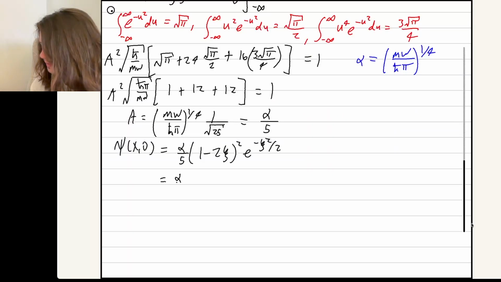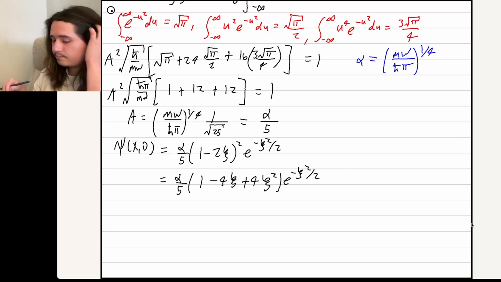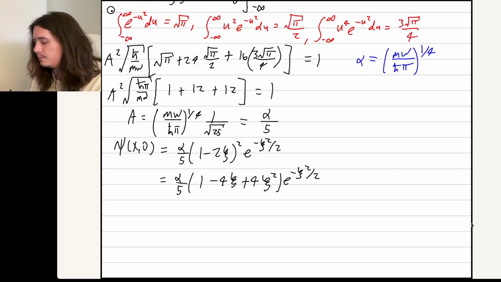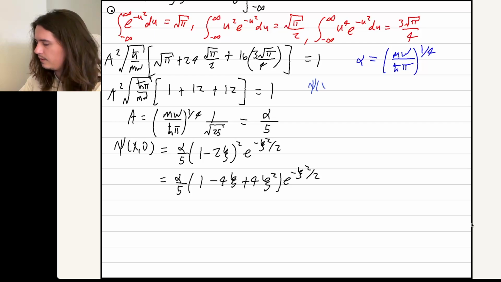And I'll go ahead and expand that because of what we're about to do next. 4c, oh my god, dude. 4c plus 4c squared e to the minus c squared over 2. So the next thing we're going to do is we need to put this in the form of a superposition of eigenstates for the system. So we're saying that we want it to look like sum over n c_n psi_n.